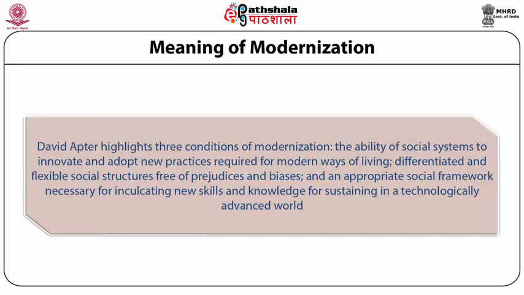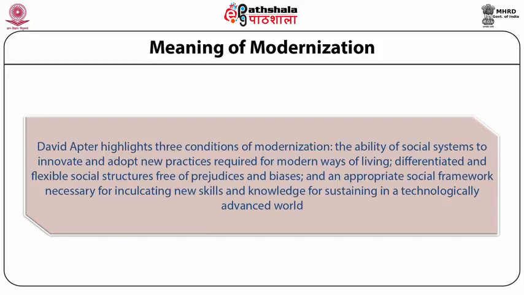Students, let me explain this second point a little bit. David Apter basically tries to emphasize the establishment of institutions and structures that have specific roles to perform. So structural differentiation becomes a characteristic feature of modern institutions. And these institutions are far removed from the prejudices and biases of social structures.